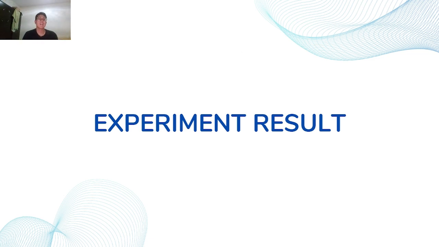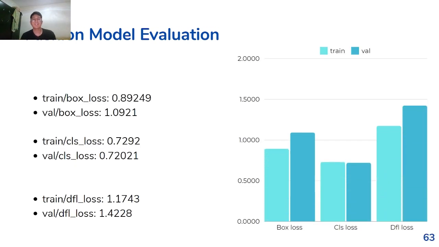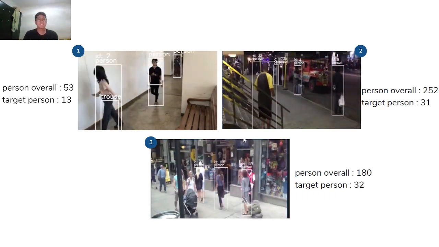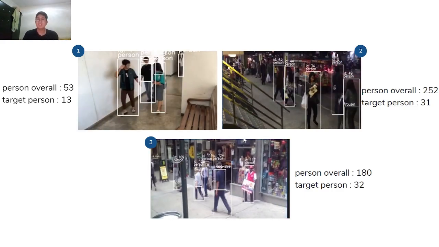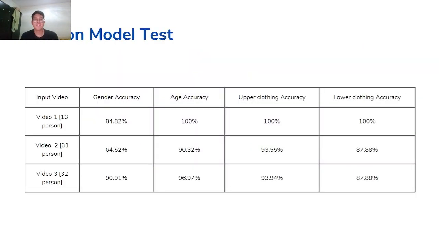The last part is the experiment results. For the fashion evaluation model, the best training epoch is round 62, with the highest mAP of 78.66, and this is the log information about the loss value. For testing gender and age detection, we evaluate with these three videos, and this is the following result.